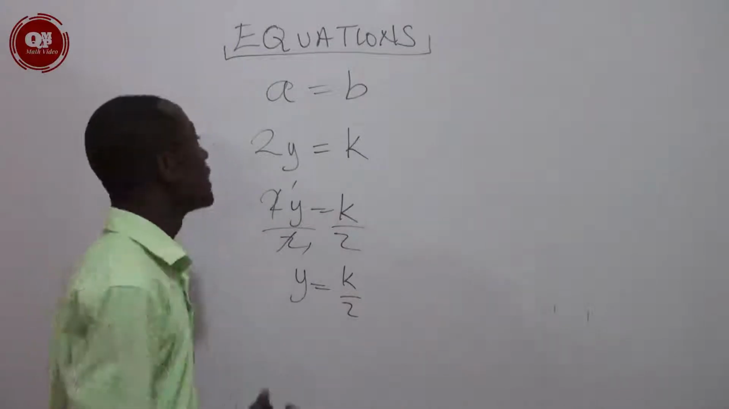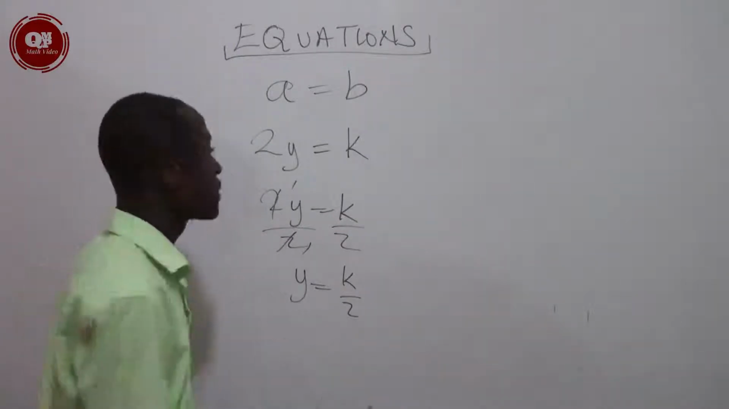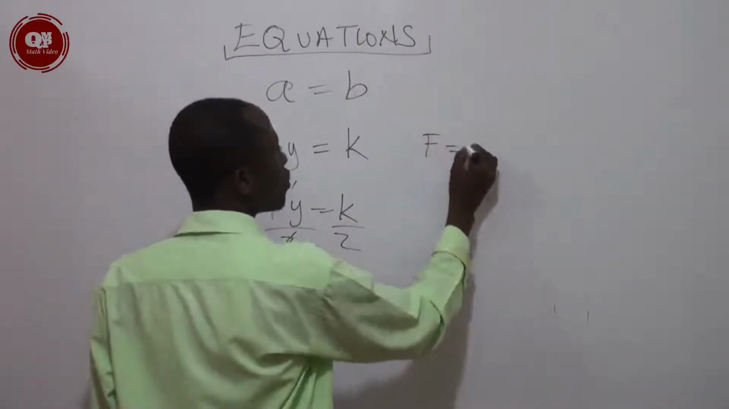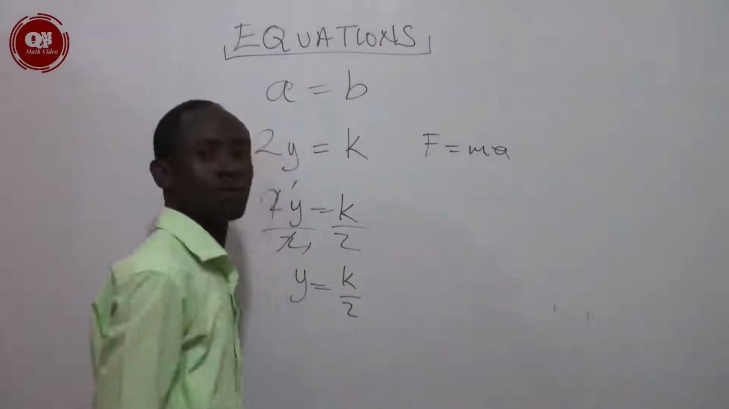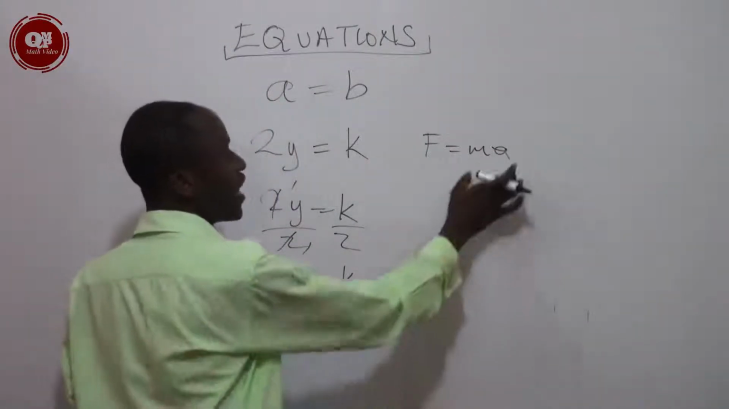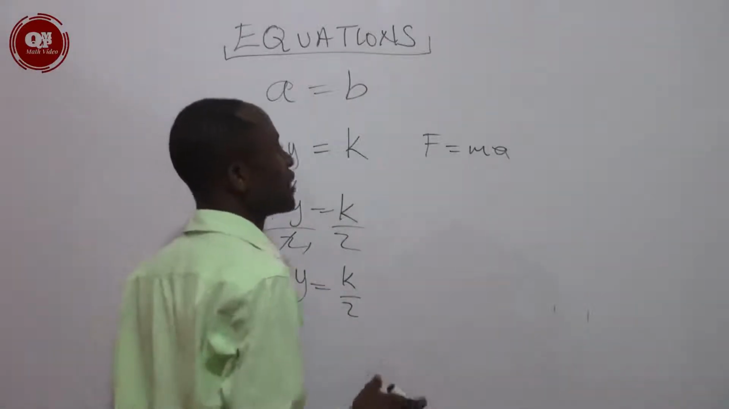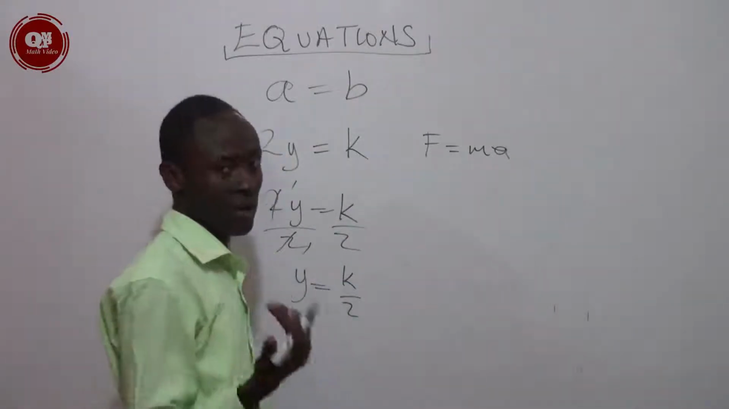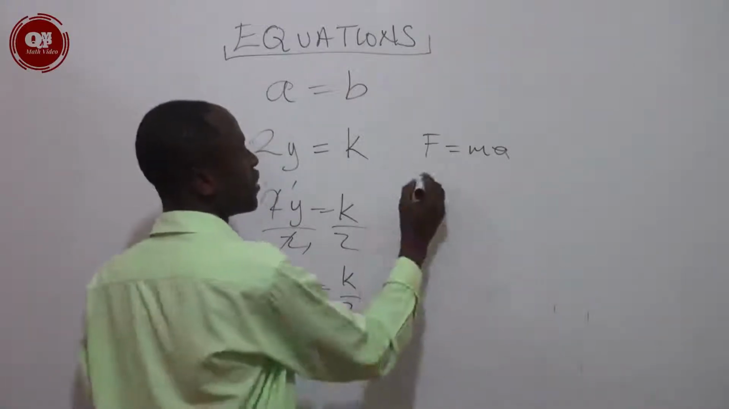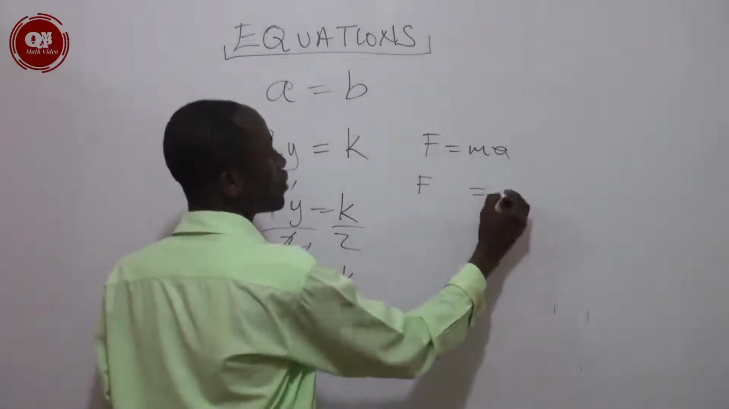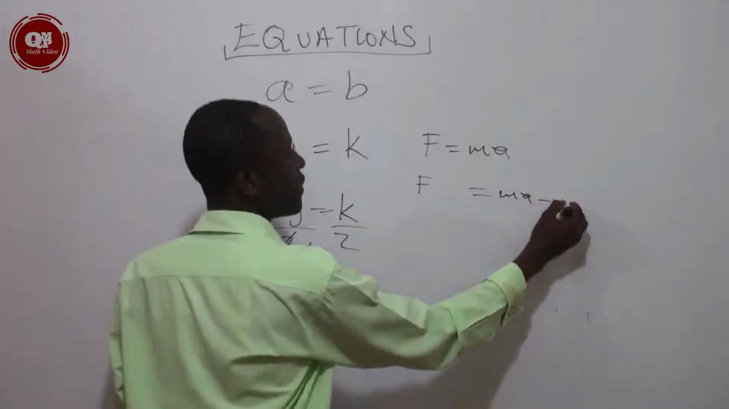For example, the formula for finding force happens to be F = ma. This time we want the ma to come to the left hand side of the equation. So what do we do? We need something to make ma 0. And what is that? That is negative ma. So here we have F = ma - ma.